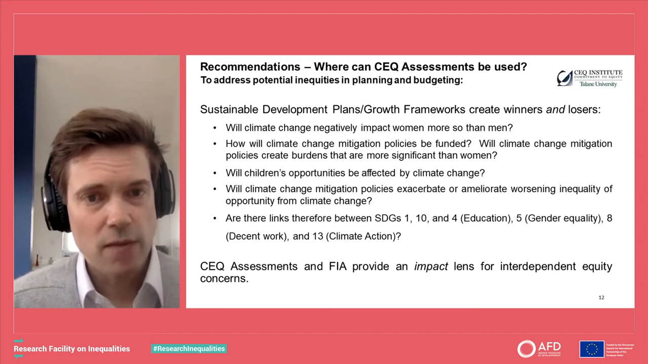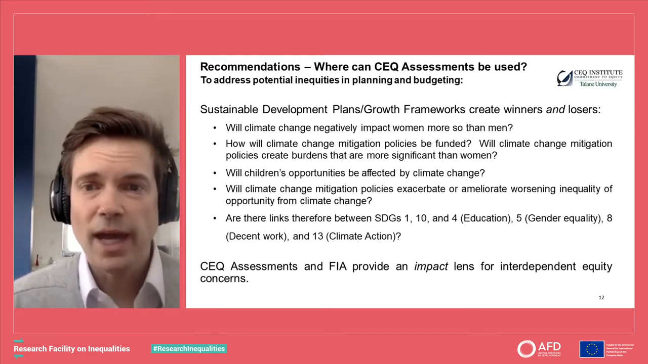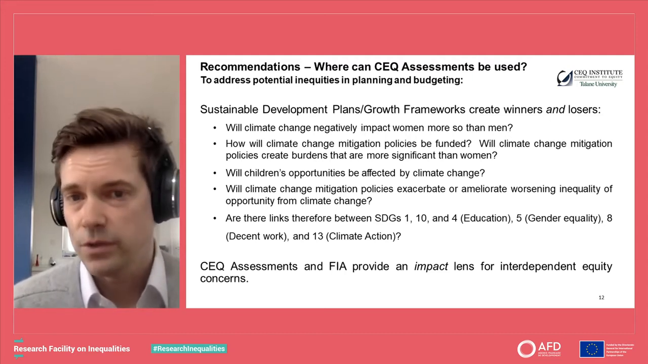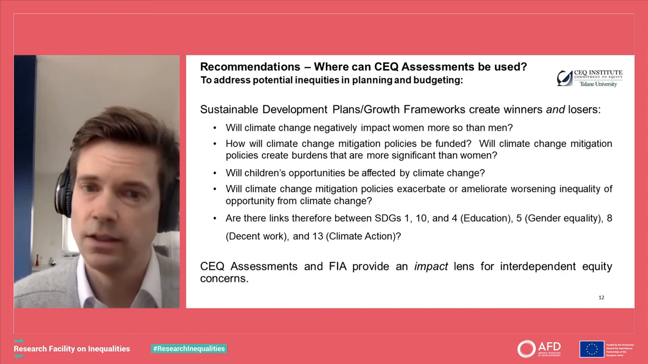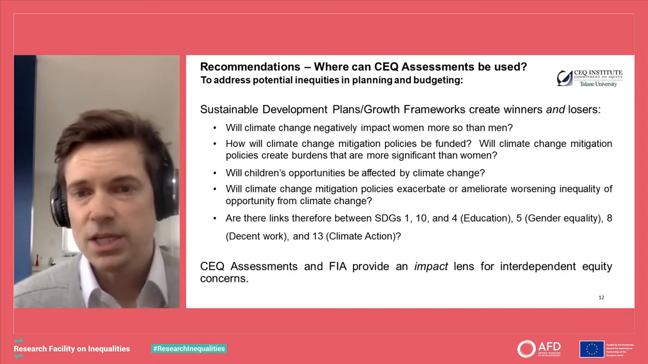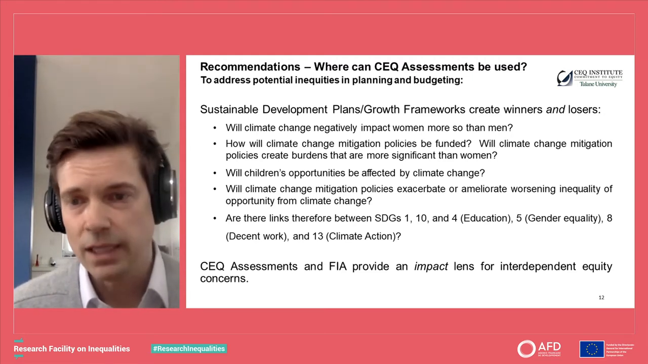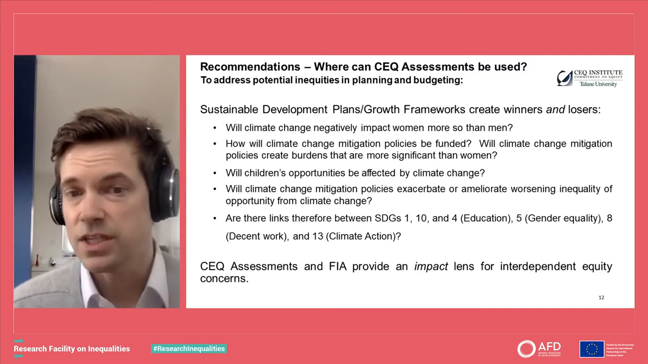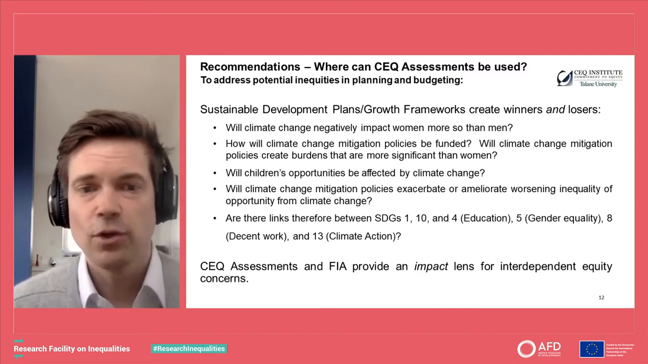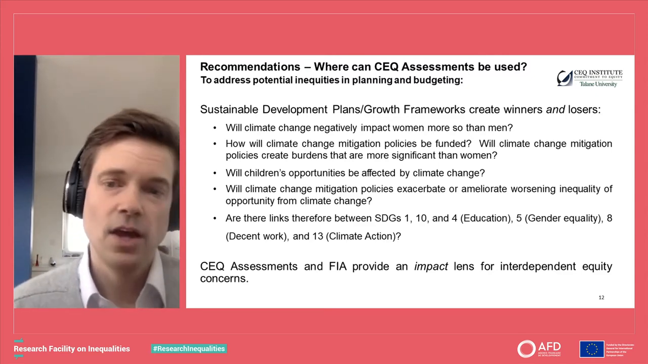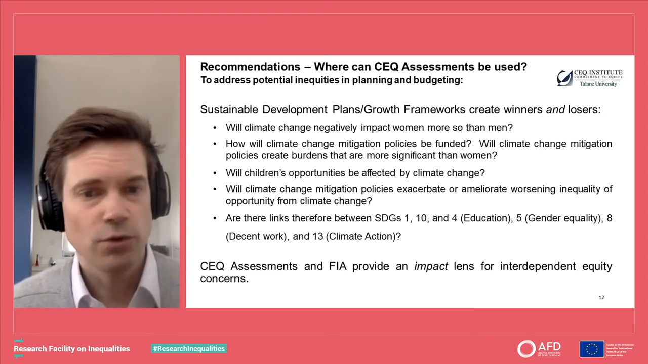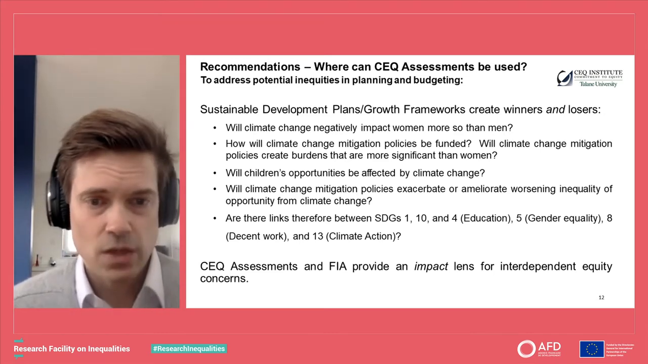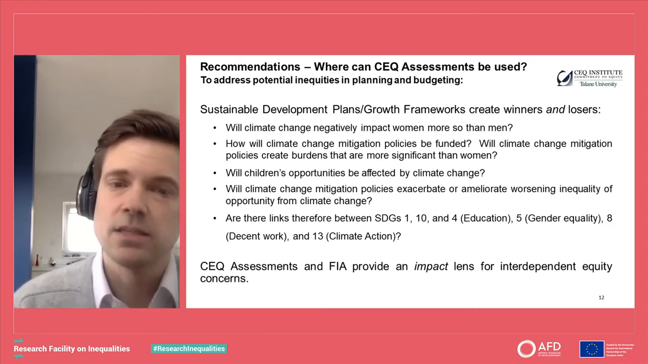So for example, will climate change and climate change mitigation policies impact women more so than men? Will the funding or the revenues collected for those policies impact women or children, for example, more than men or older adults, working age adults? Will the climate change mitigation policies that are put in place ameliorate or exacerbate the worsening inequality of opportunity that climate change itself creates? And furthermore, are there links between SDGs 1, 10, and 4, which has to do with education, and 5, which has to do with gender equality, and 8, which has to do with decent work for all, and 13, on climate action? So CEQ assessments and fiscal incidence analysis provide an impact lens for these interdependent equity concerns. And that is all I have.